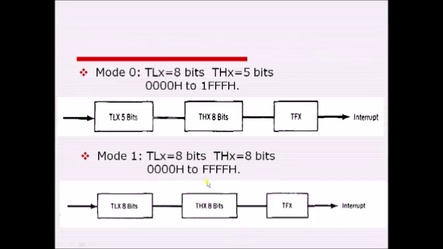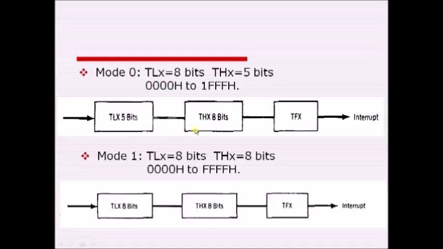Now let us see how these registers are present inside the modes, that is mode 0, mode 1, mode 2 and mode 3. Here mode 0 is called the 13-bit mode. Why? Because we are using only 13 bits of the timer register. It might be the timer 0 or timer 1 register. As you can see here, the lower byte of the timer register uses only 5 bits and the higher byte uses 8 bits. So 8 plus 5 is 13 bits. That is why it is called the 13-bit timer mode.